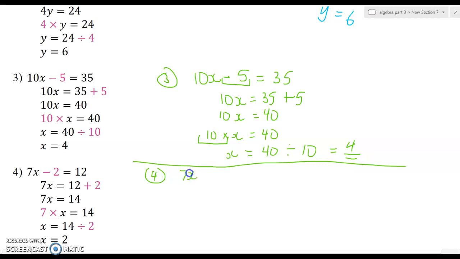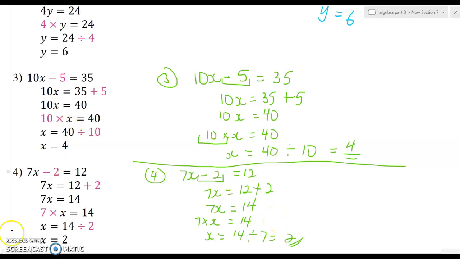So 7x take away 2 is equal to 12. Carry across the number that's by itself first. 7x is equal to 12 plus 2. So 7x, 7 multiplied by x, is equal to 14. So x is equal to 14 divided by 7. x is 2. Right? So far, so good.